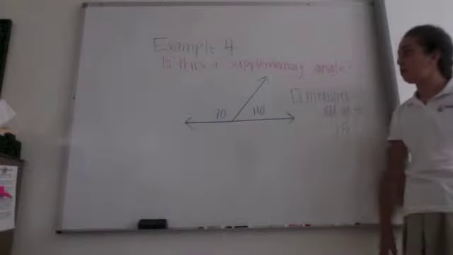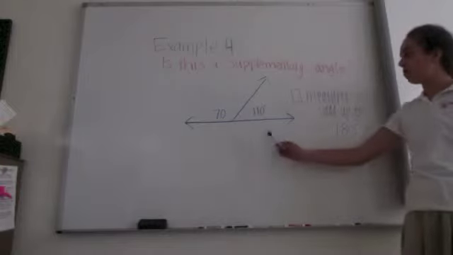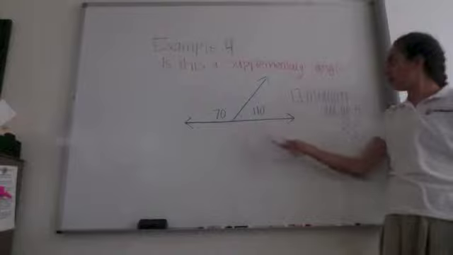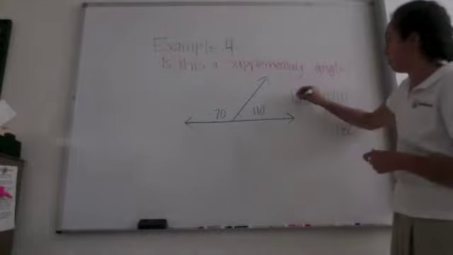For our fourth example, the question is, is this a supplementary angle? The sum of 110 and 70 is 180, and what makes it a supplementary angle is that the measures add up to 180 degrees, which means that this is a supplementary angle.